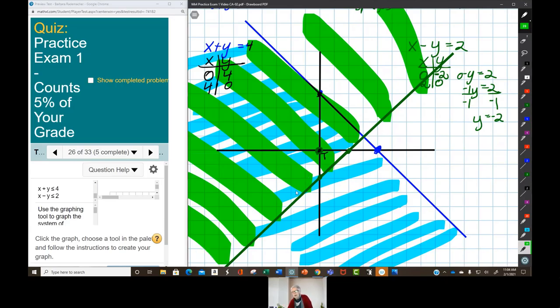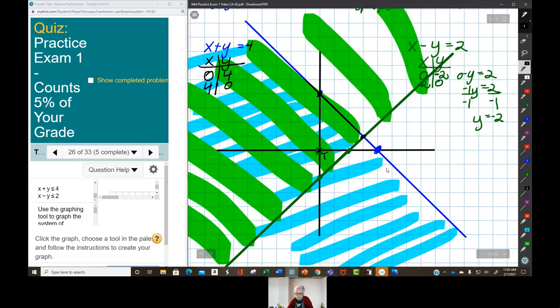Okay, now where the colors overlap is in here, so that's where I'm going to drag my paint bucket. I don't have a handy paint bucket right now. Okay, so now that looks for all the world like it's the point 1, 2, 3, 1. But I'm not going to believe it till I see it.